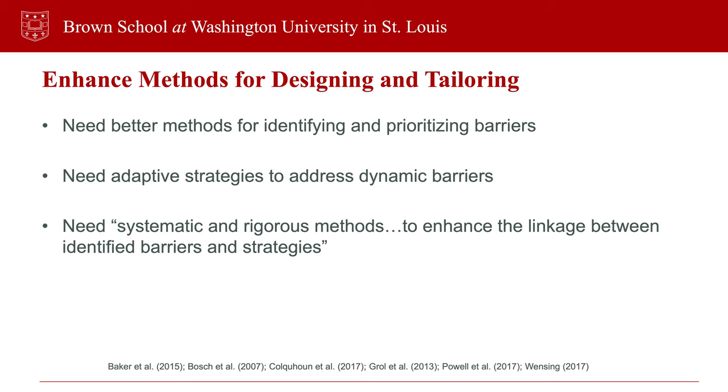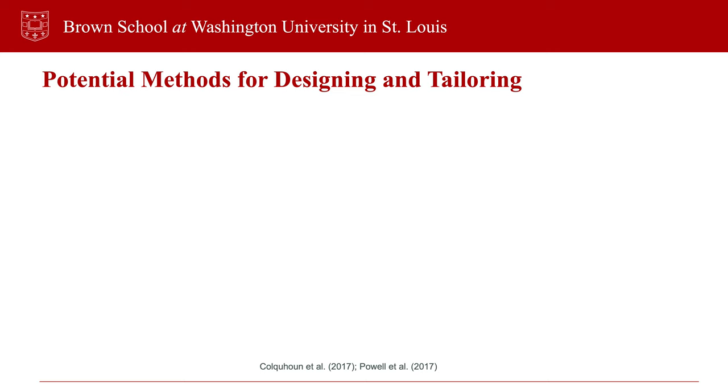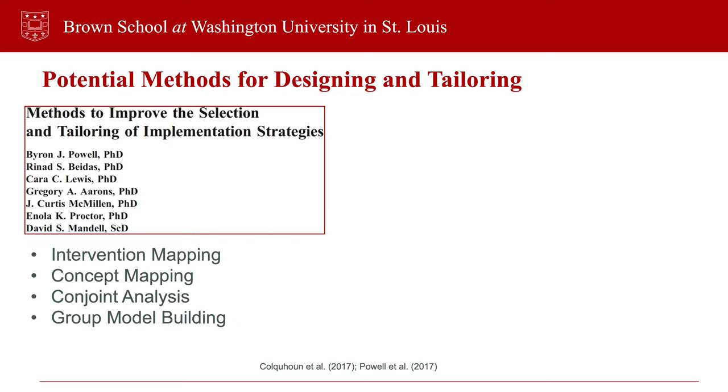So even if we have identified and we can agree on a given barrier as a priority, we often don't have great evidence or theory to suggest what types of strategies should be used to address them. So we've written a bit about some methods that could be used to improve the selection and tailoring of implementation strategies. Don't have a lot of time to go into these in detail, but wanted to provide this as a resource.